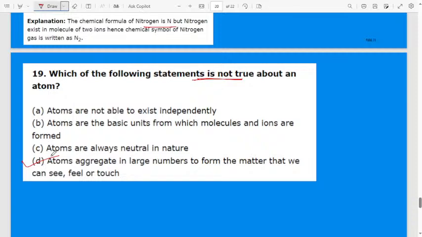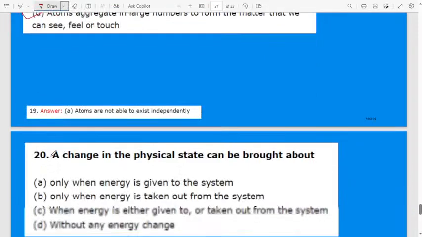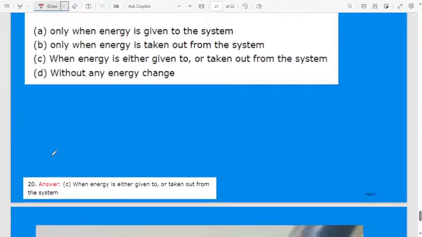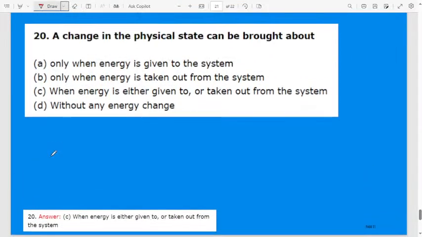This question is a repeated one. This also repeated, I think. Okay, this question also repeated. The correct answer is C. Already we discussed. I don't know why two questions are repeated. Sorry. A change in physical state: you can identify a physical change in state when energy is either given to or taken out of the system.